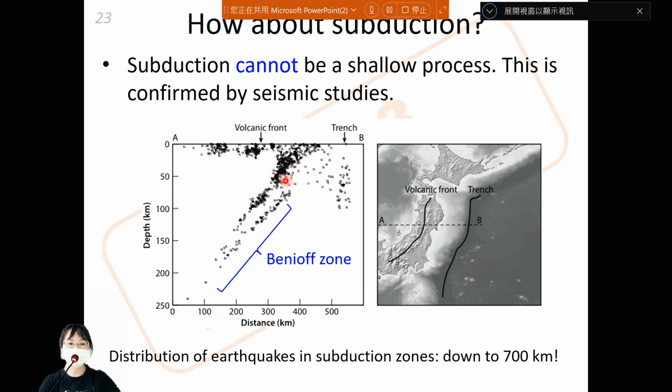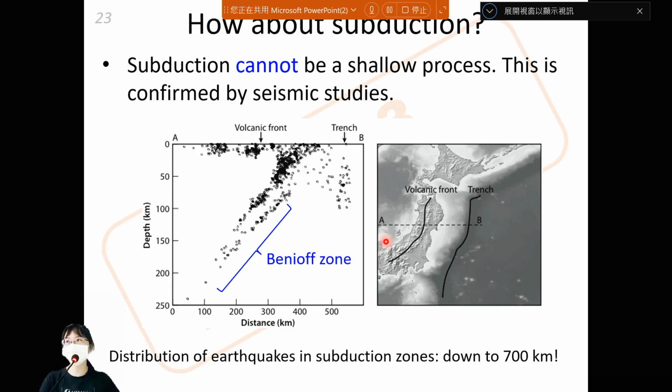Based on the Benioff zone, the data of epicenters, scientists found that the distribution of earthquakes in the subduction zone is down to 700 kilometers. It's much deeper than the spreading center, where we know the source of magma should be shallower than 100 kilometers. So far this is the classical data.